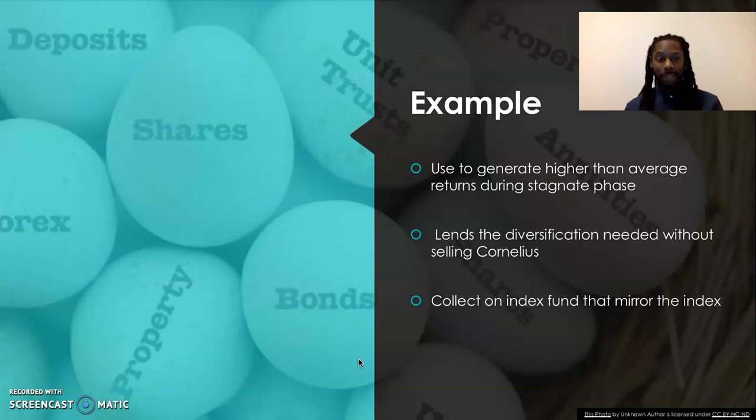It also lends the diversification needed without selling your Cornelius stock. I know that is something that was near and dear to you, and you do not want to sell the stock, but the equity swap would be a great option for you to test the market in other portfolios while also holding on to your equities for Cornelius. And also, I would say you can collect on the index fund that mirrors the market index.